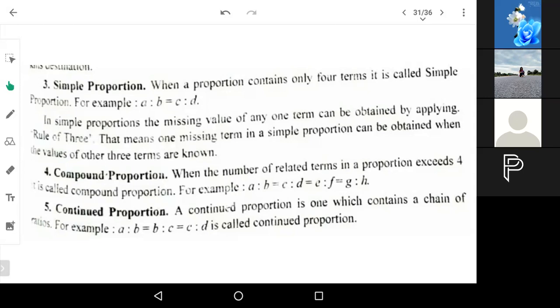Then compound proportion, when the number of related terms in the proportion is more than 4. A is to B is equal to C is to D is equal to E is to F, like that. If it goes on and on and on, then that is called compound proportion. Okay. Understood compound proportion?